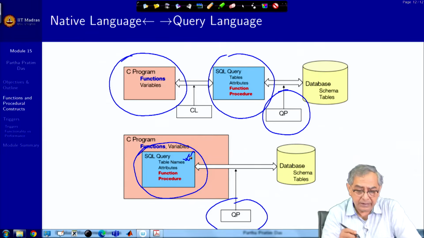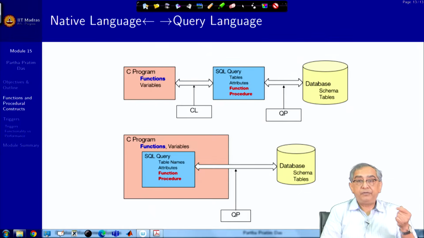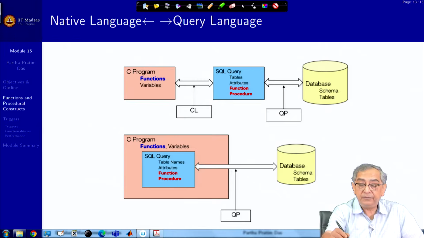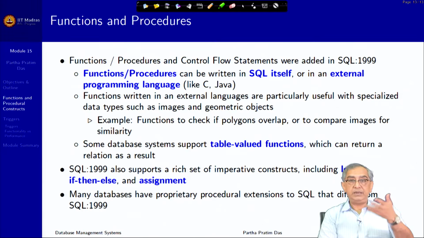So, there are two different types, and what SQL over a period of time has done is that within SQL itself it has given function and procedural features. So that even without using any native language, you can do a lot of procedural programming in SQL. This started in the SQL 1999 version, as I just mentioned when I talked about the history. So, the functions and procedures can be written in SQL itself, one option, or in an external programming language like the models we just saw, which could be C, Java, Python, anything.